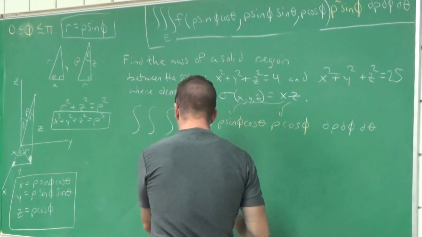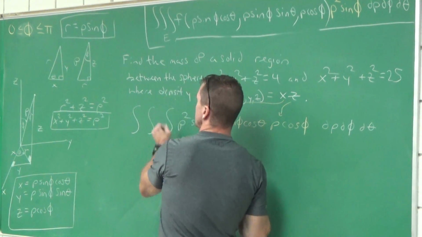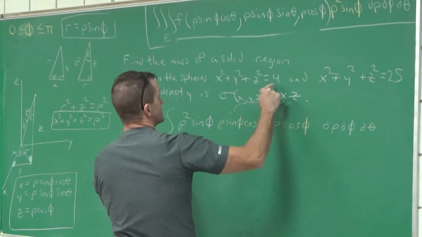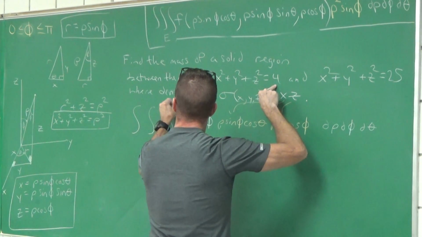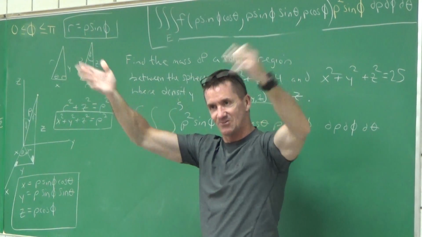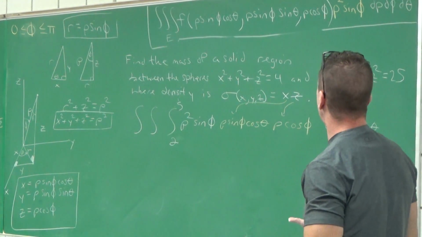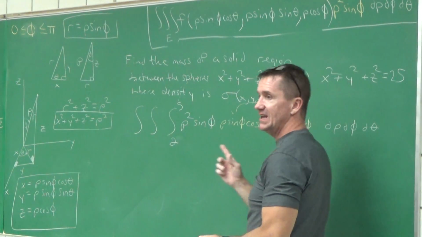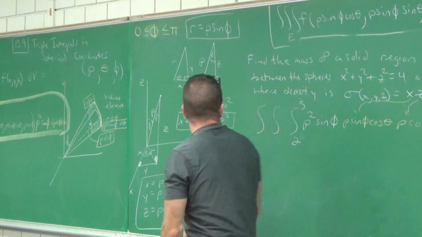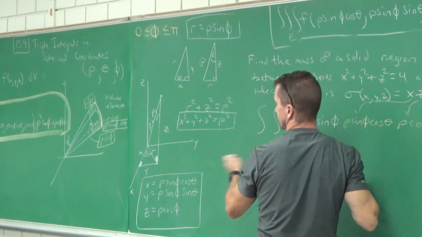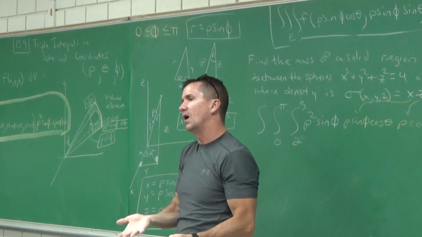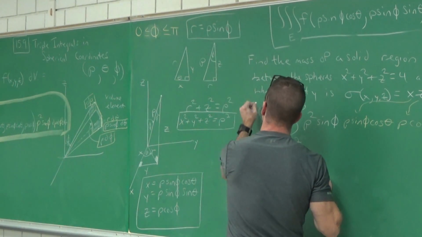Now, what are the limits? I hope you find this easy. If it's between those two spheres, what's the radius of those two spheres so I can get the rhos? Radius is 2, and what's this radius? There you go. Between a sphere of 2 and a sphere of 5. Did they say anything about above the xy plane? No. So phi gets to go what? Let it open up to get the full spheres, from 0 to pi. They didn't say anything about the octants, right? If they said octant 1, then we're doing 0 to pi over 2. This is just full.